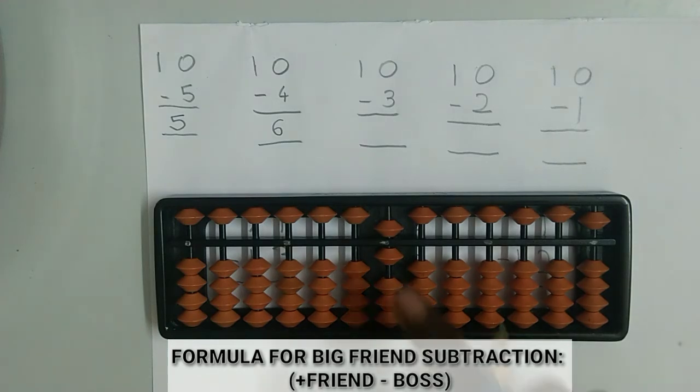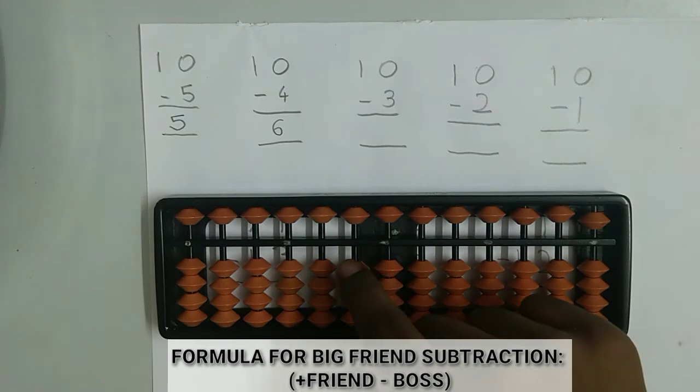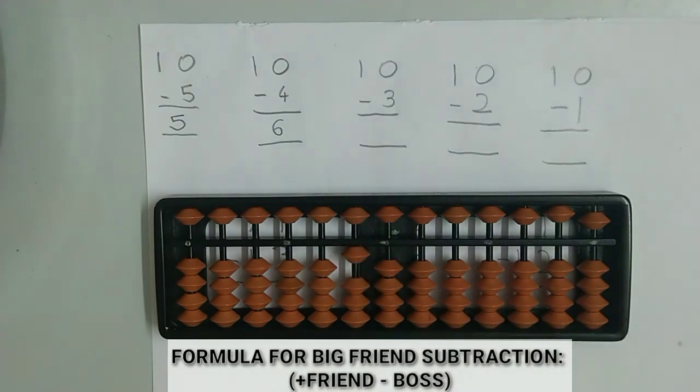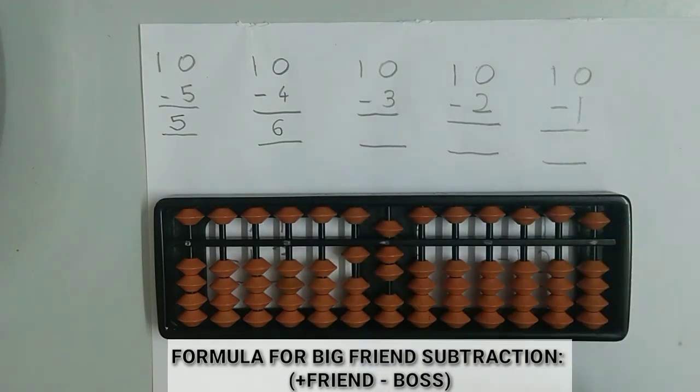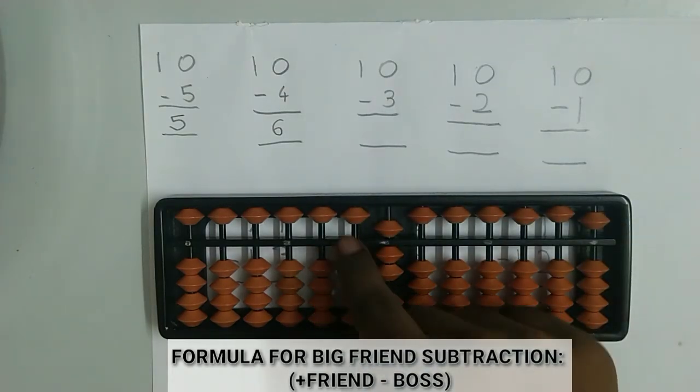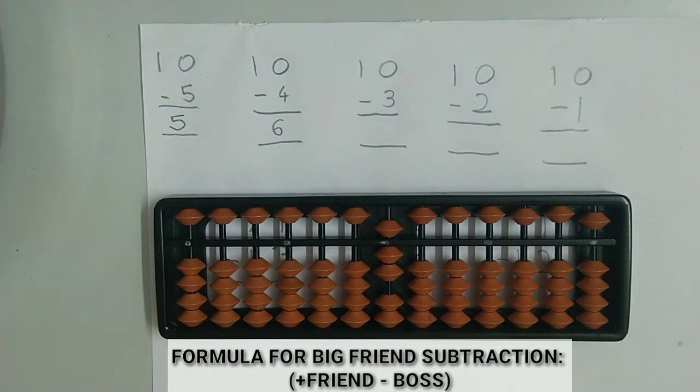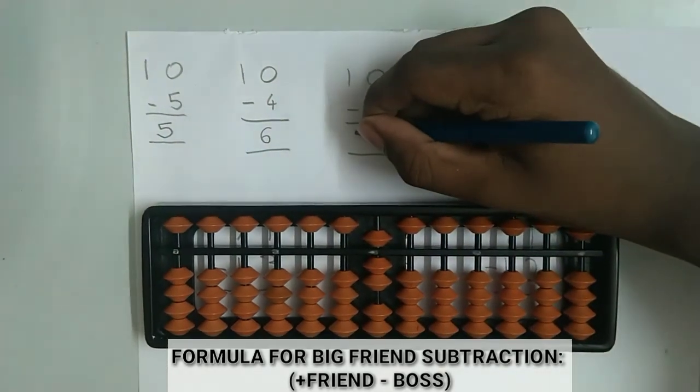Now let's try the next example, which is 10 minus 3. First we have to represent 10 and subtract 3. The friend of 3 is 7. So we add 7 because plus friend and subtract 10 because minus boss. Now 10 minus 3 is 7.